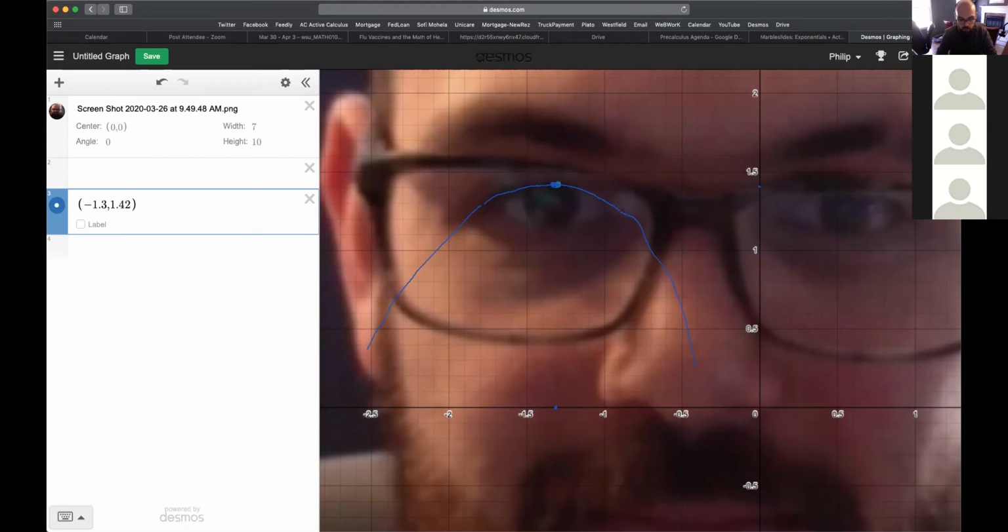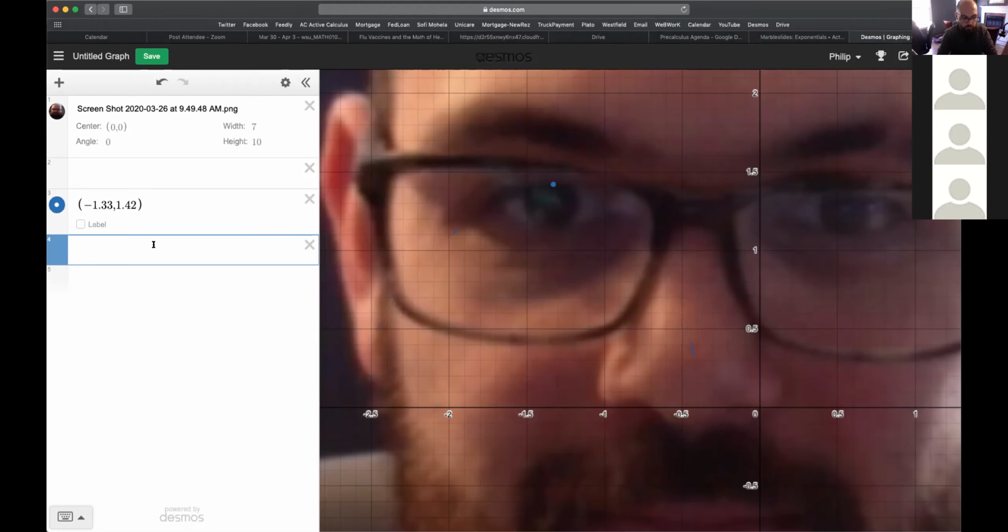If we really want to dial it in, we could do something like this, and this seems to be my exact point. So let's go ahead and clear out all my annotations here. I have this, and what I would like to do is make a parabola that goes through that point.